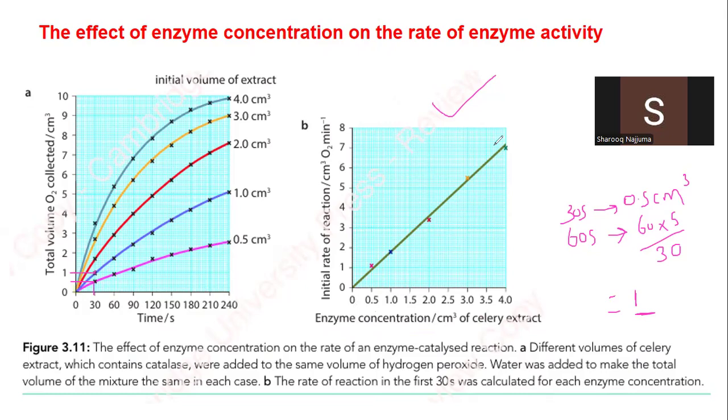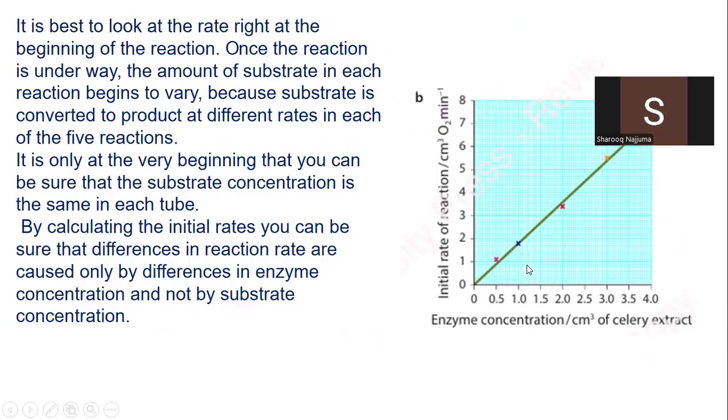Now, when you look at this graph, you can obviously see that as the enzyme concentration increases, the rate of reaction also increases, which is very obvious, because the moment I have more enzyme, I'm going to have more active sites available to be occupied by the substrate. So the more active sites, the more substrate will fit into the active sites, and the more enzyme substrate complexes are made, and that is how the rate of reaction increases.